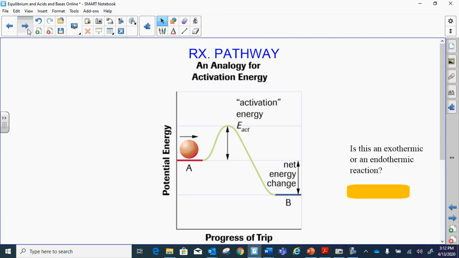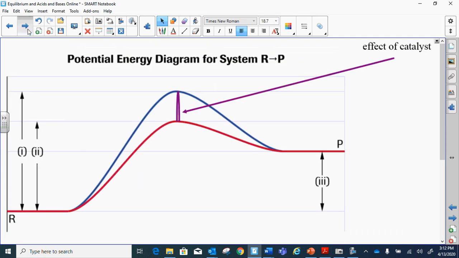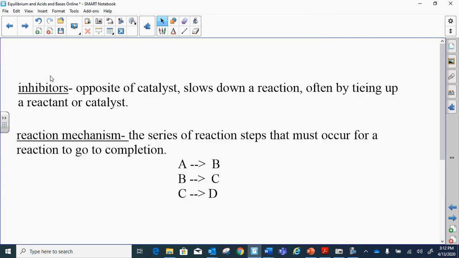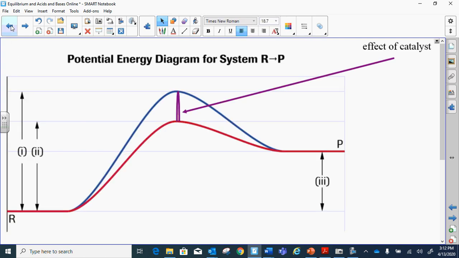If we wanted to slow it down, the opposite of a catalyst is what's called an inhibitor. And that is what we would add, a chemical that we could add to a reaction to slow it down. And like a catalyst, it does not get used up. You actually get the inhibitor back when the reaction has taken place.